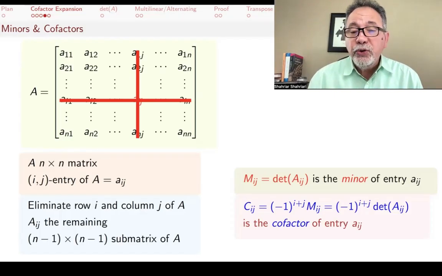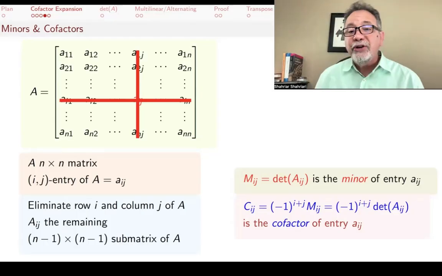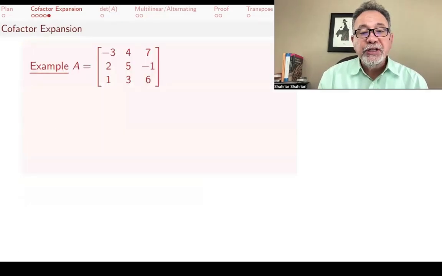The words minor and cofactor are universal. Everyone uses them the same way, but the actual letters that people use to denote these might be different from author to author.